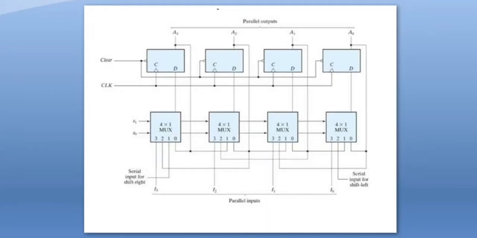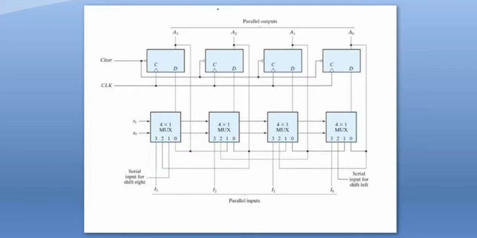Now all these multiplexer outputs are simultaneously connected to the flip-flop inputs here. All of them are connected to the D flip-flops. This output will be connected here, this output will be connected here, this output will be connected here, and this multiplexer output will be connected here.